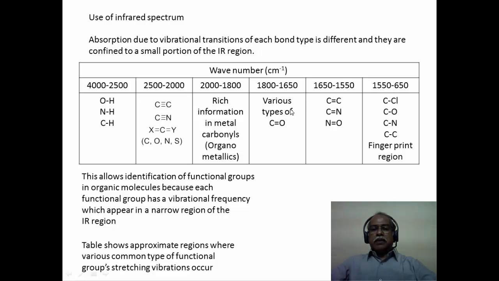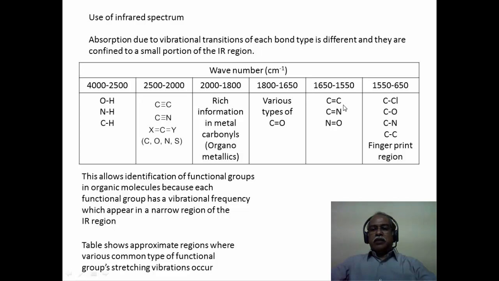Now from the organic chemistry point of view, 1800 to 1650 is a very valuable region. In this region all types of carbonyl stretching frequency occur, starting from aldehydes, ketones, esters, amides, acid anhydrides, acid halides. All of them can be fitted into this narrow region. Although they can all be fitted into the narrow region, within this region one can divide the region into various sections, and each one of the functional groups essentially appears in a different region within this narrow region.